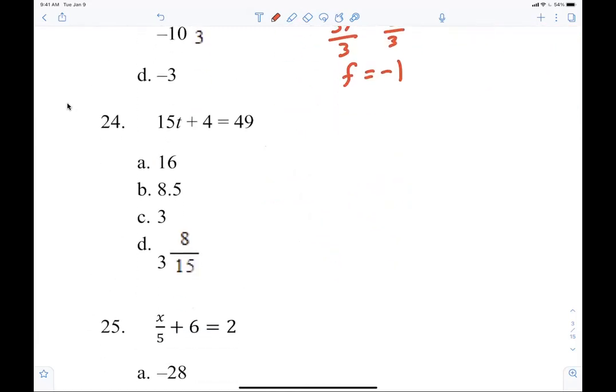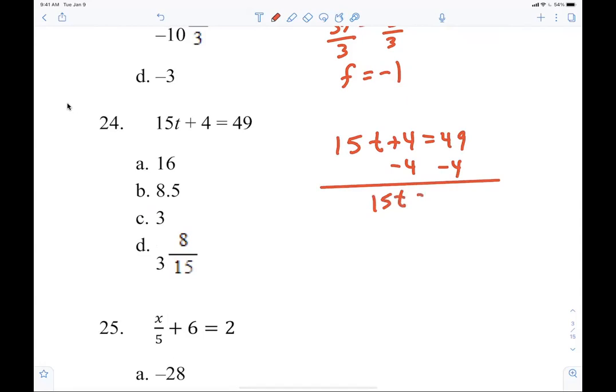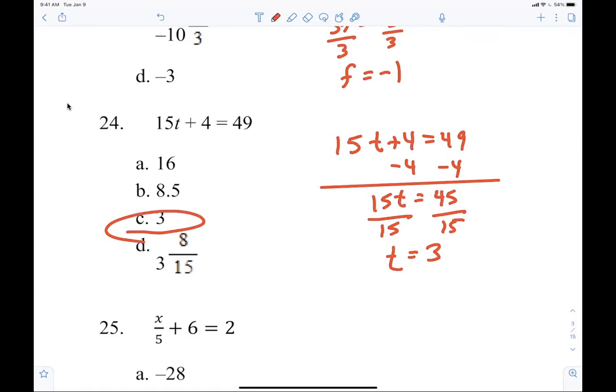24, what? Minus 4. I'm going to rewrite it. Minus 4. 15t equals 45. And now what? Divided by 15. So t equals 3. Everybody okay with that?